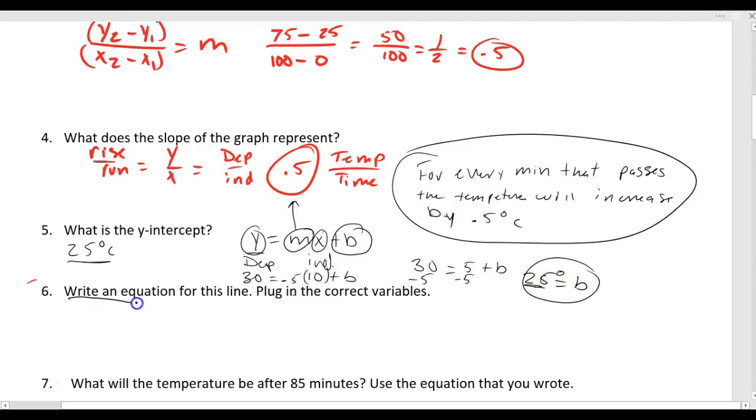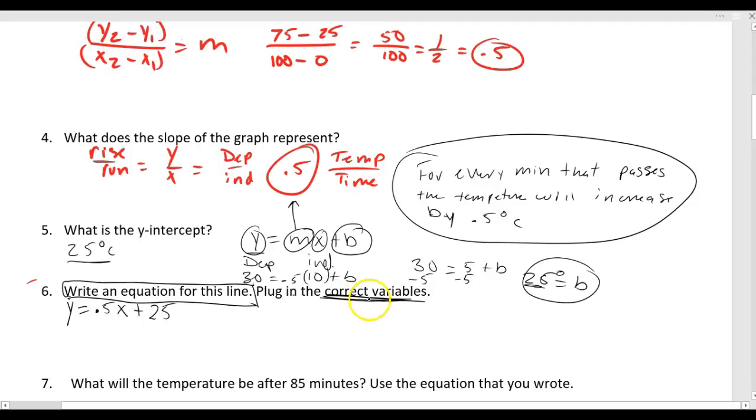Now that we found b, we have b and we have m. We can now write an equation for this line. First let's write it out in the y equals mx plus b form, then we can plug in the correct variables. So y equals mx plus b, so y is equal to m, which is 0.5, x plus the b that we just found, 25. That is your y equals mx plus b line.